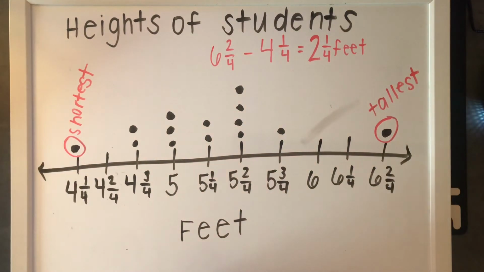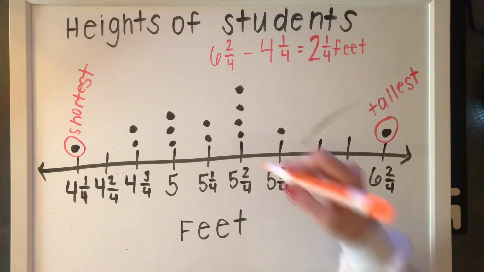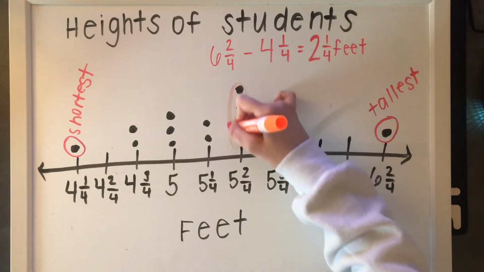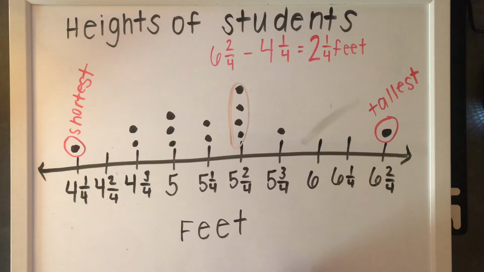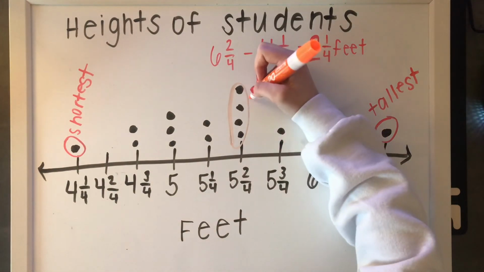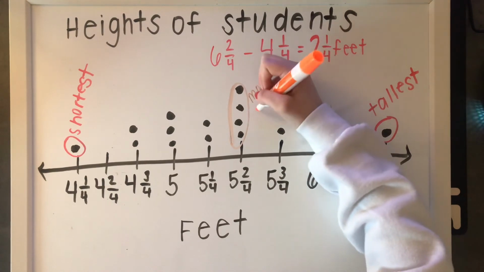Something else that they could ask you today is again about the most common height. So if we were to ask you what the most common height is, you're looking for the number that has the most points plotted above it. So take a moment to look. The height that is the most common with the most points above it would be 5 2/4. It has 4 points plotted on top of it. No other numbers on this line plot have 4 or more. So this is the most common height.